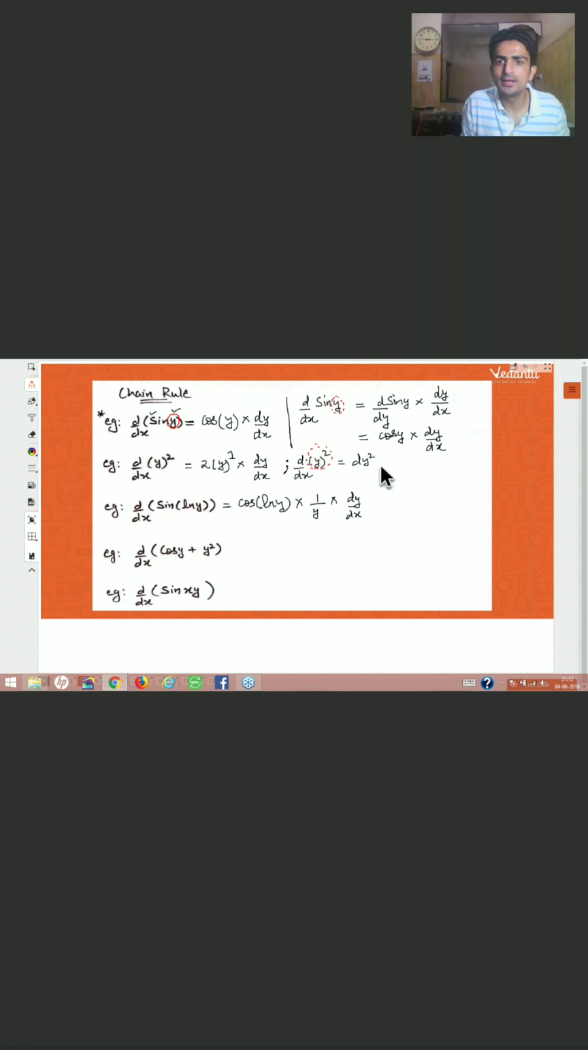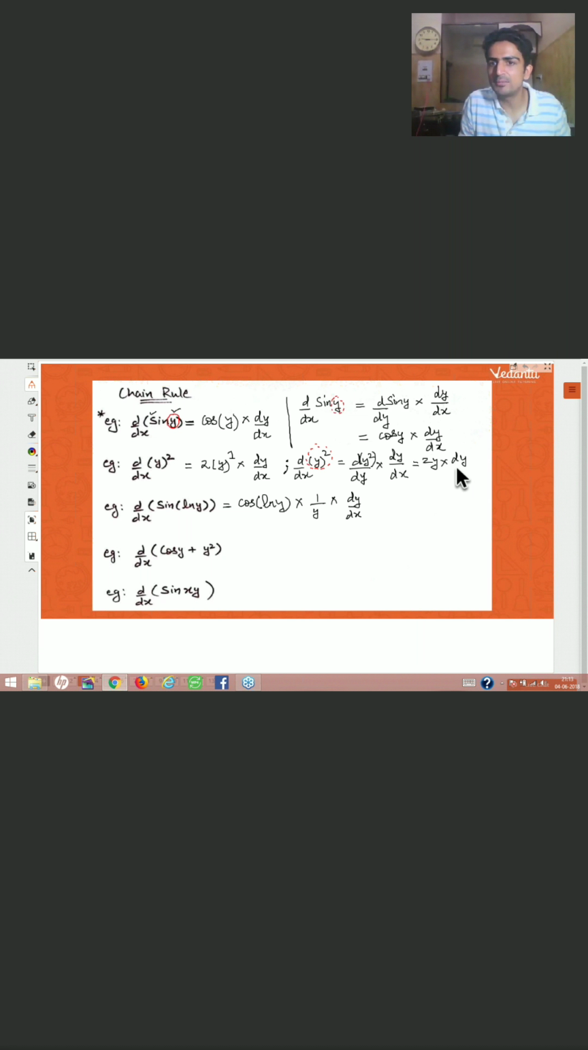D of y square. Just keep dx here. This dx I kept here. Divide it by dy, multiply by dy. And you get your answer. So what is the derivative of y square with respect to y? It is 2y.